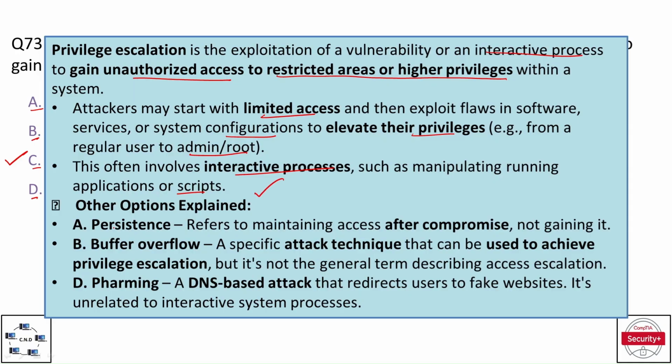So the other options. Option A, persistence, refers to maintaining access after compromise, not gaining it. Option B, buffer overflow, is a specific attack technique that can be used to achieve privilege escalation, but it's not a general term describing access escalation. And option D, farming, is a DNS based attack that redirects users to fake websites. It's unrelated to interactive system processes.